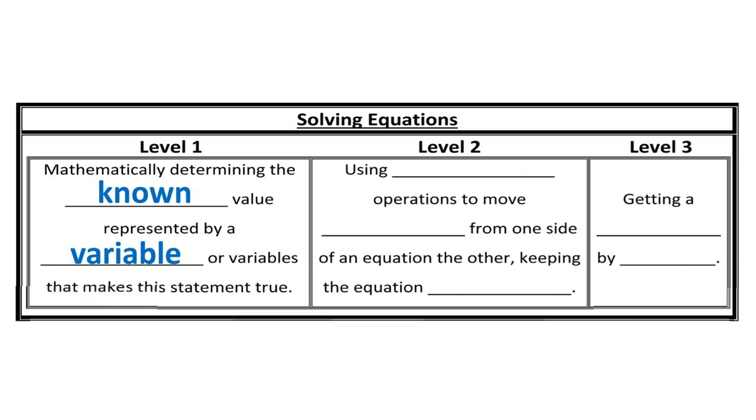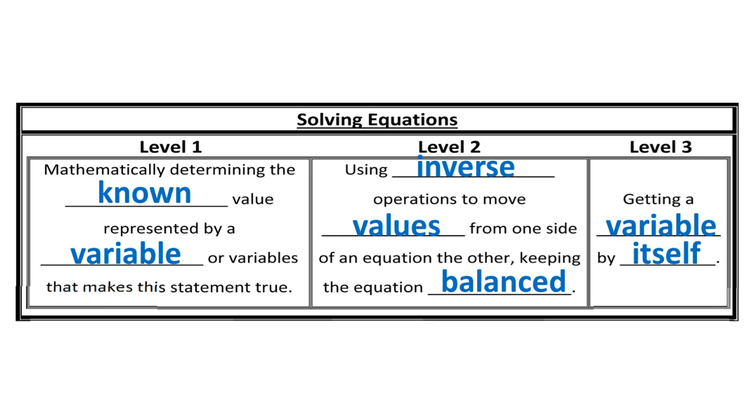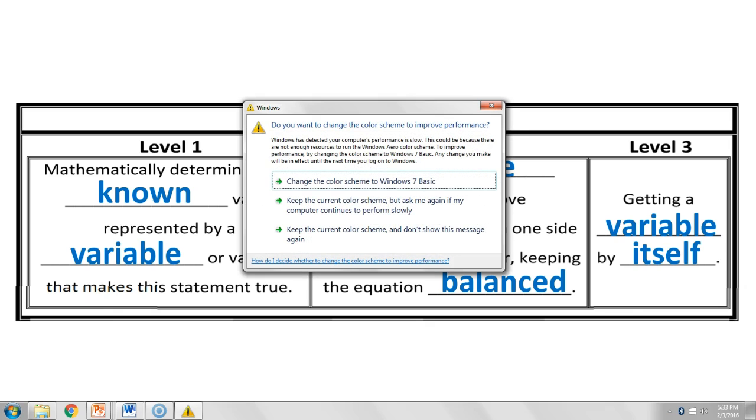Level 2 describes the process of solving an equation. We're using inverse operations to move values from one side of an equation to the other, keeping the equation balanced. We're moving all the values away from the variable. We want to get the variable all by itself, which is the simplest definition of what solving an equation is. It needs to be a variable plus nothing, a variable times 1 at most.